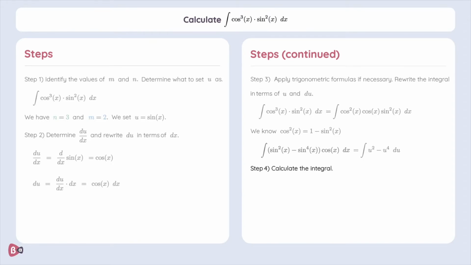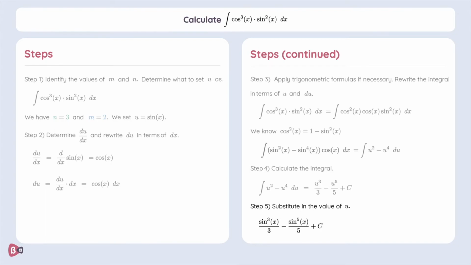The fourth step is to calculate the integral we ended up with. This is just a polynomial in u, so calculating the integral gives u to the power 3 divided by 3 minus u to the power 5 divided by 5 plus some constant c. The last step is to substitute back the value of u, which was sine of x. This means we get sine of x to the power 3 divided by 3 minus sine of x to the power 5 divided by 5 plus some constant c, which is the solution to the initial integral.